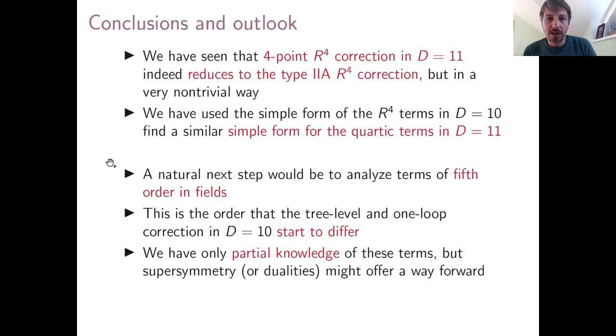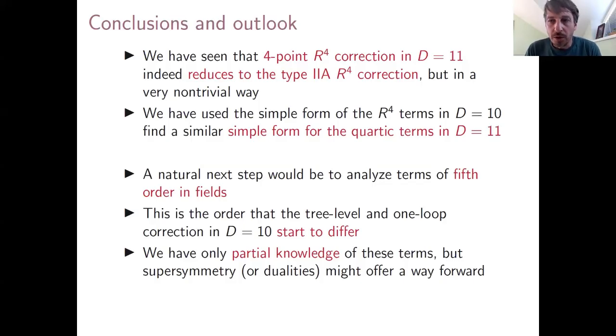Now, what's the next step? Well, the natural next step is, of course, to go beyond the quartic level. So the next would be the 5th order in fields. At this order, as we said, the tree level and the one-loop correction will start to differ. So things will become more complicated and also more interesting.